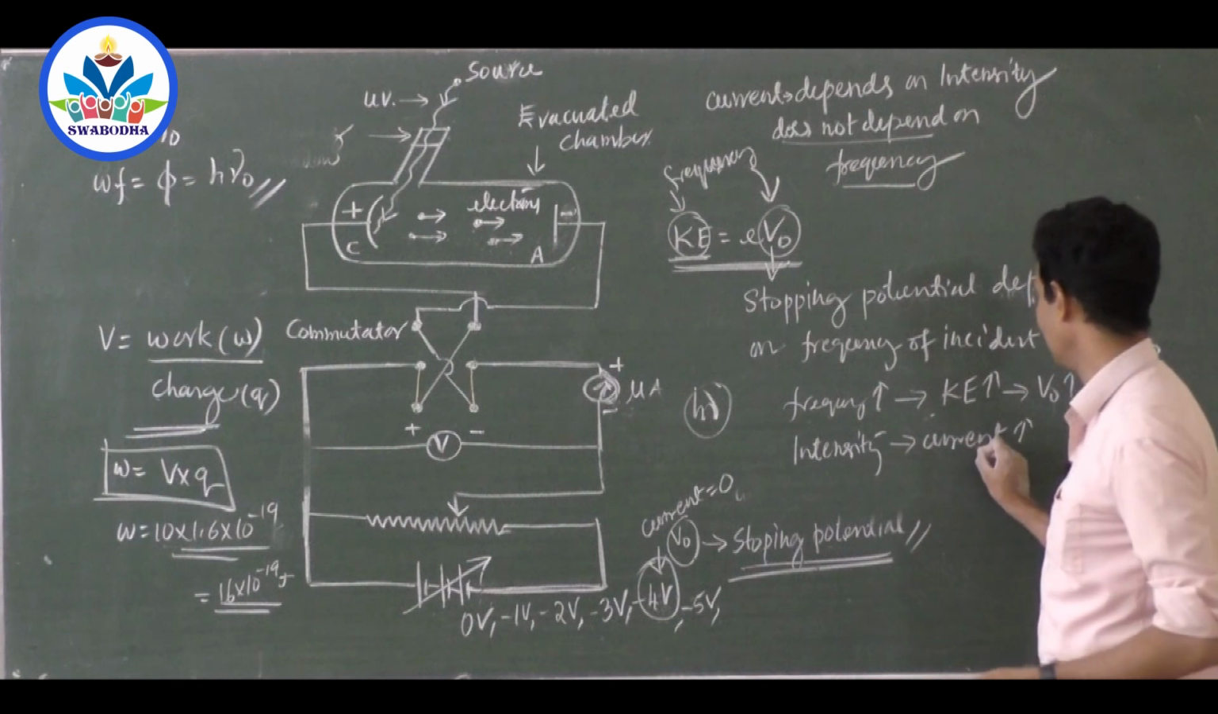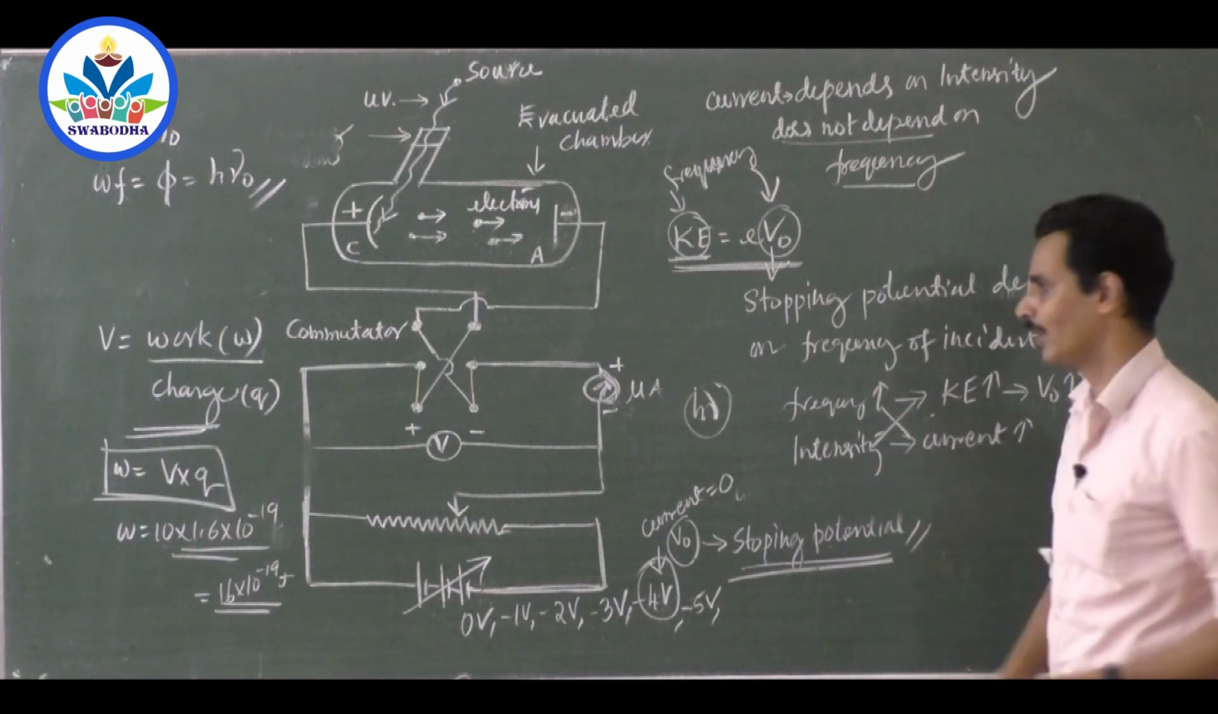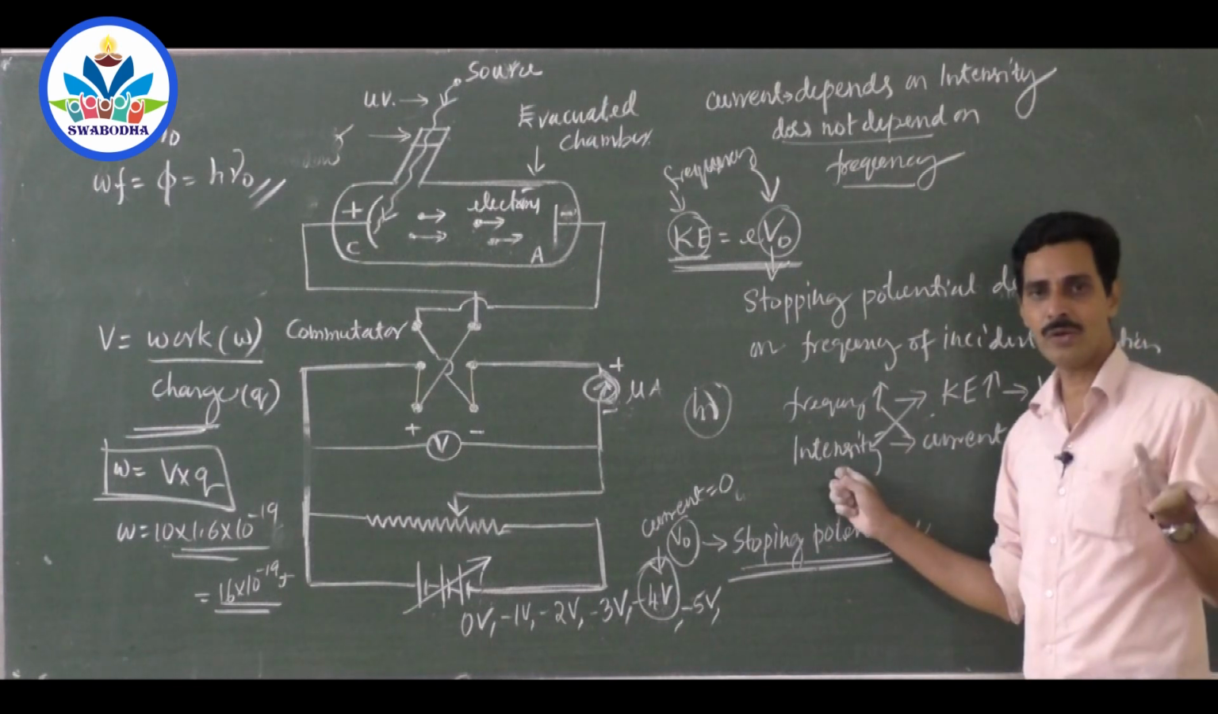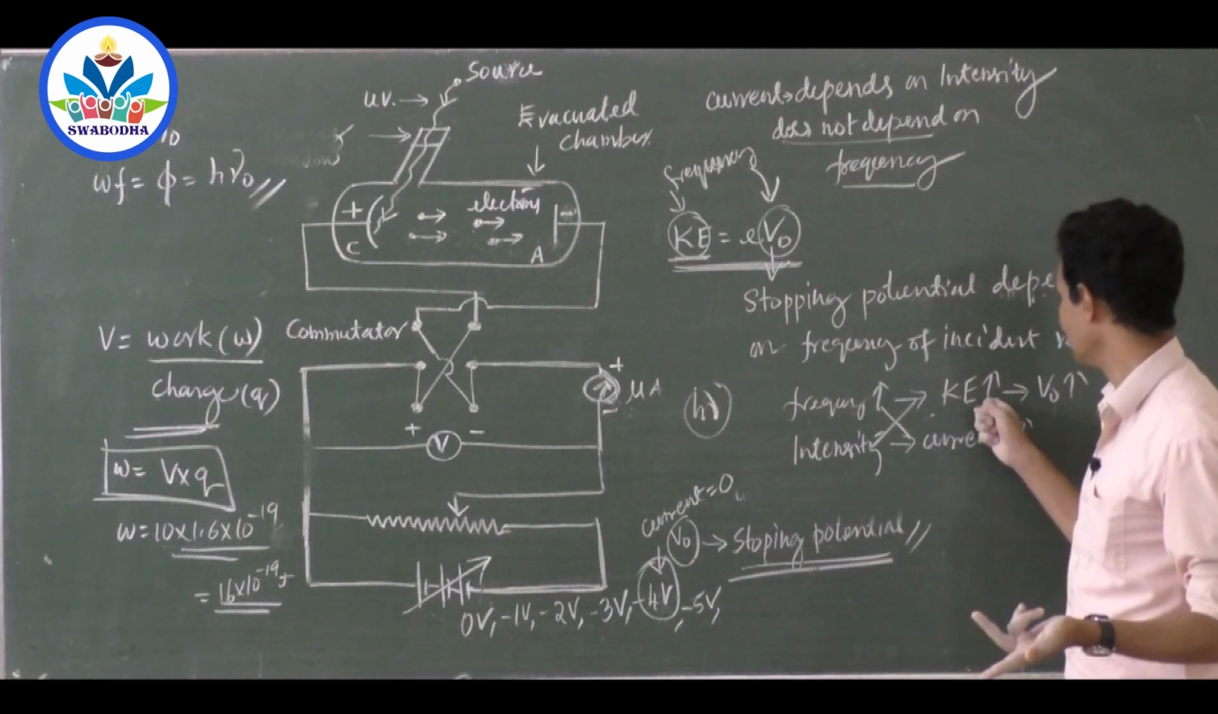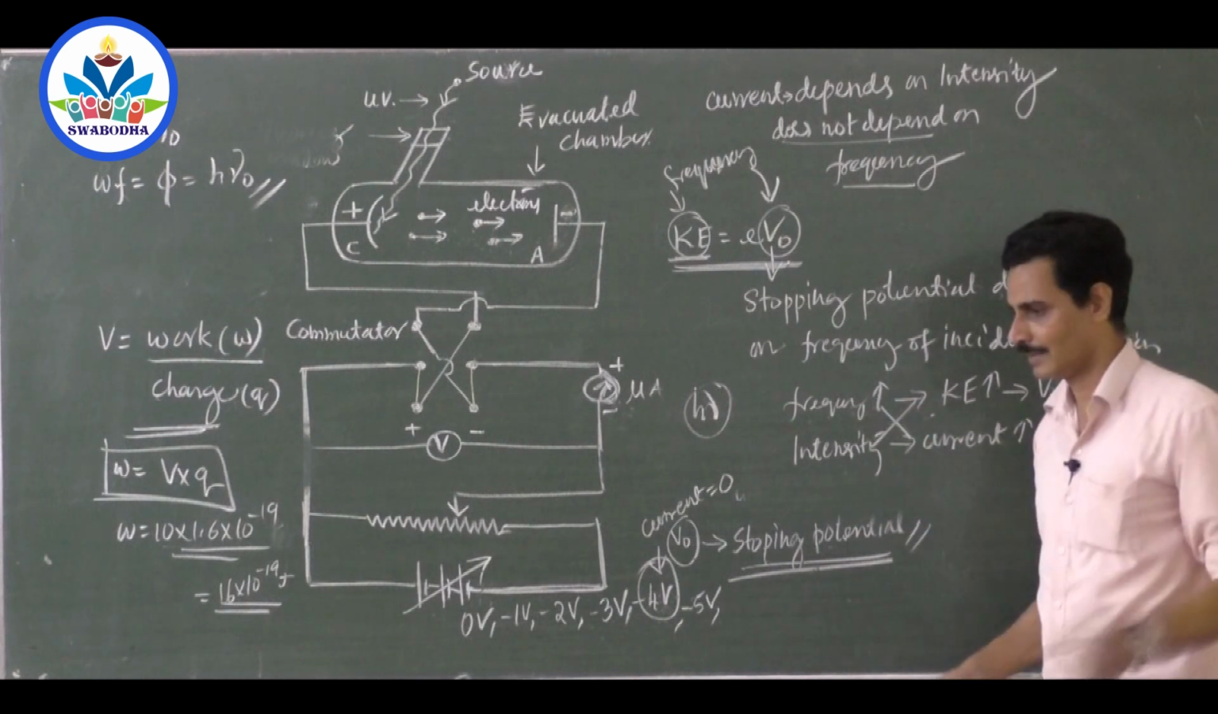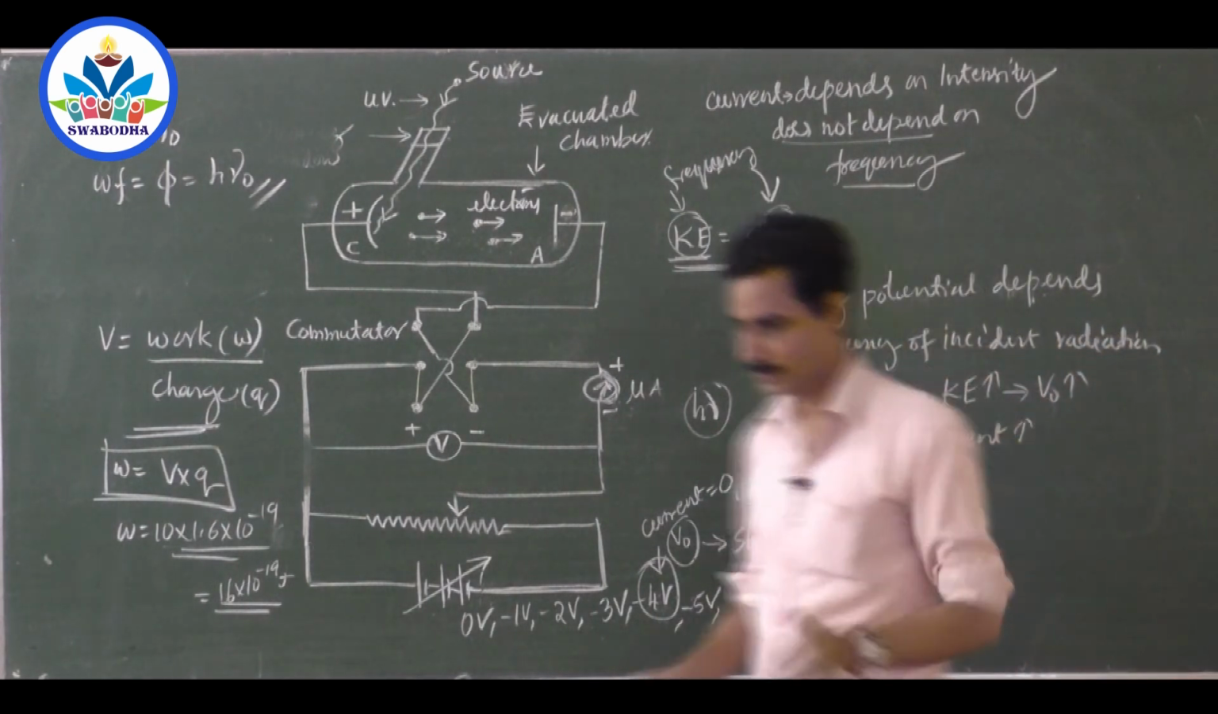Increasing intensity increases the current. Increasing frequency gives no increase in current. Increasing kinetic energy gives no increase in intensity. Crosswise, it is not possible.